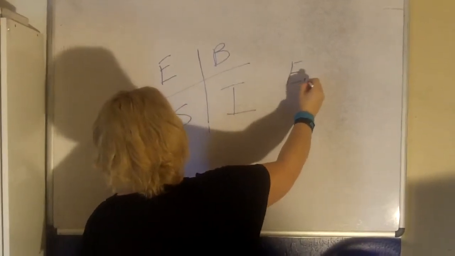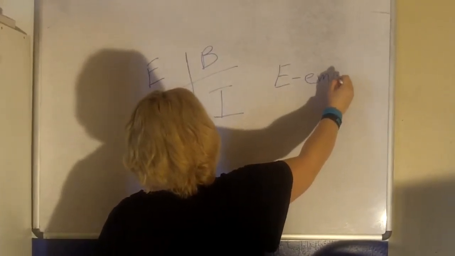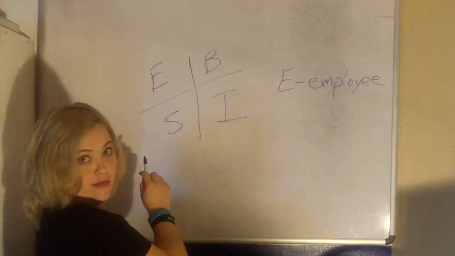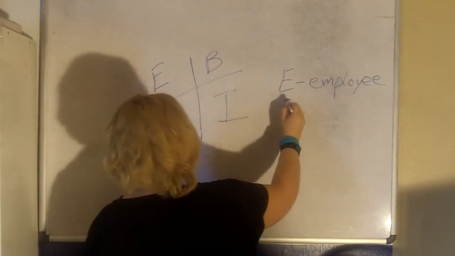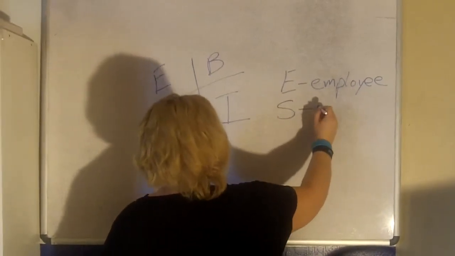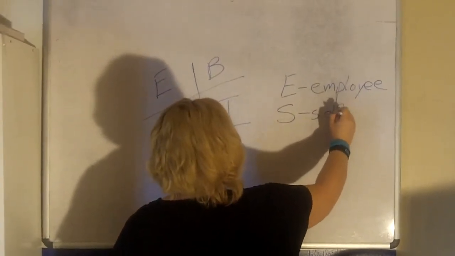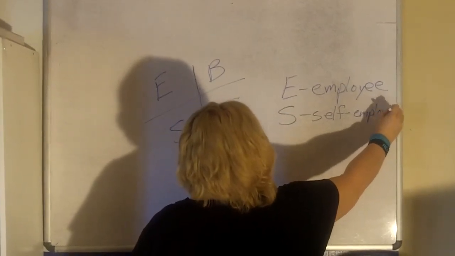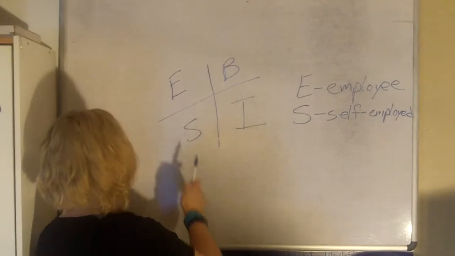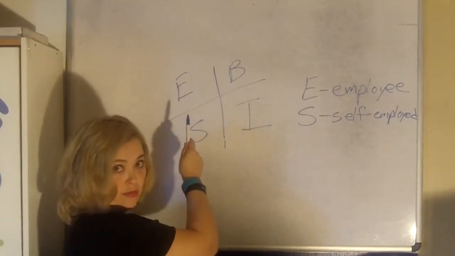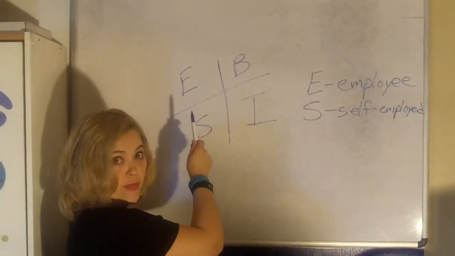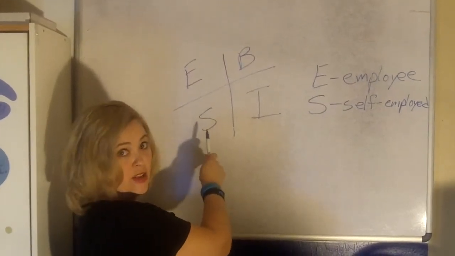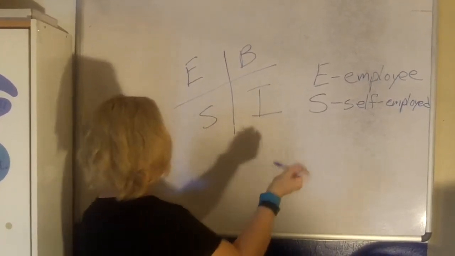E is the employee. And that's where most people start. And then there's a lot of people, well, not a lot, but some people go into the S quadrant, and that's the self-employed. Now, for example, a doctor that works at a hospital, that would be an employee. A doctor that has a private practice that takes in their own clients is someone who's self-employed.